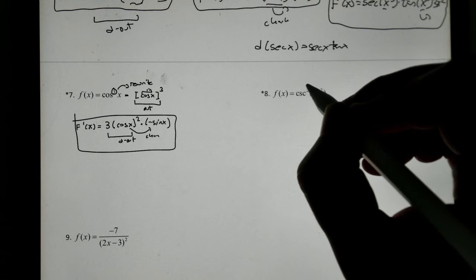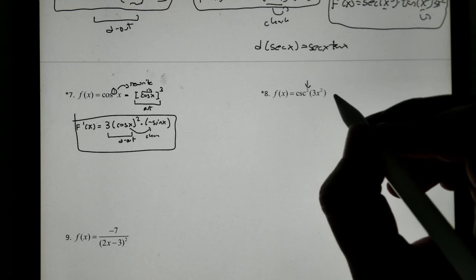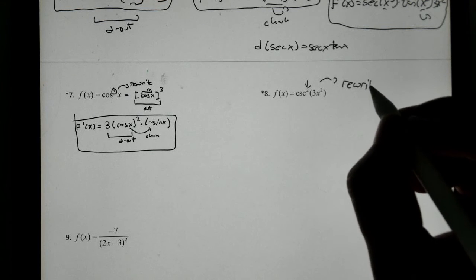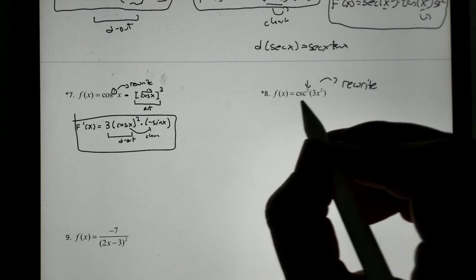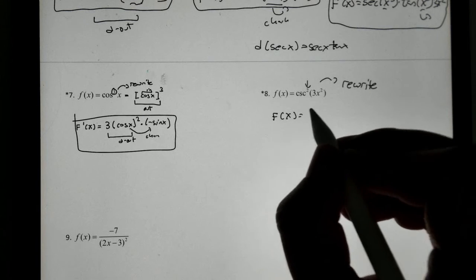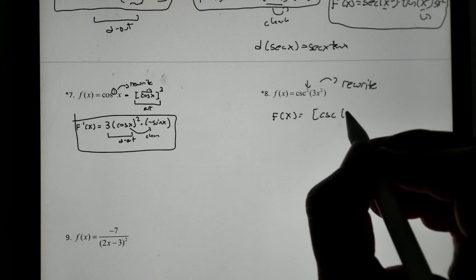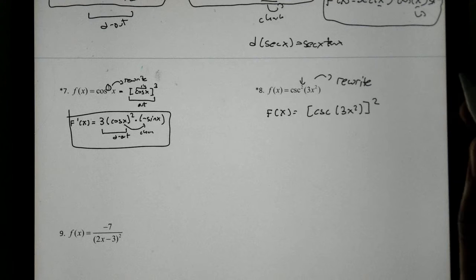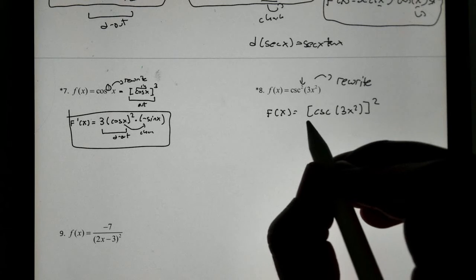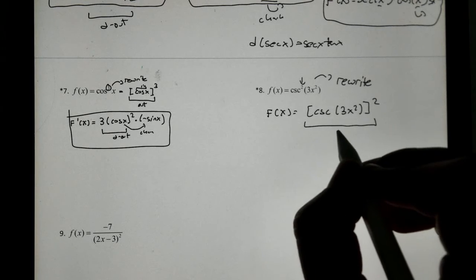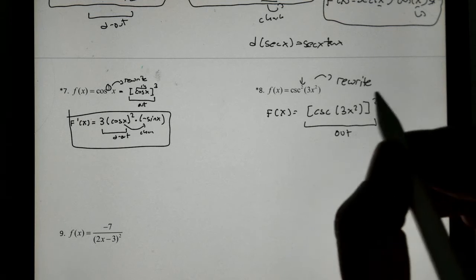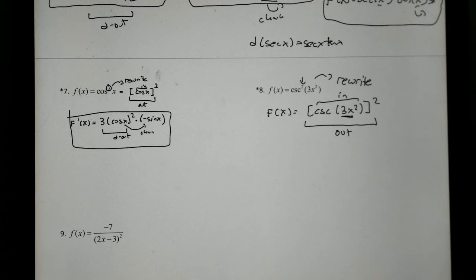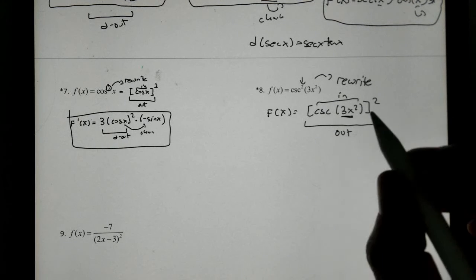The first thing we do, we don't like the square right here, so we are going to, again, just like number 7, rewrite this. And that's going to become f of x equals the cosecant of 3x squared, squared. And this one's going to be a little bit more fun for us because if we look at our nesting doll here, we have an outside function which is a square. We have an inside function which is a cosecant, but notice we have another inside, that's 3x squared.